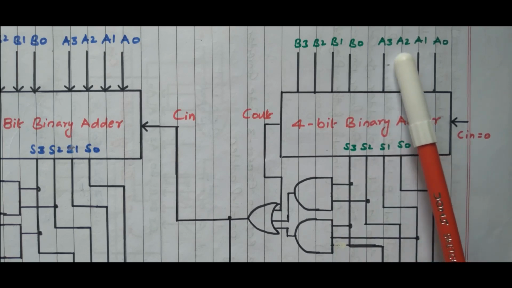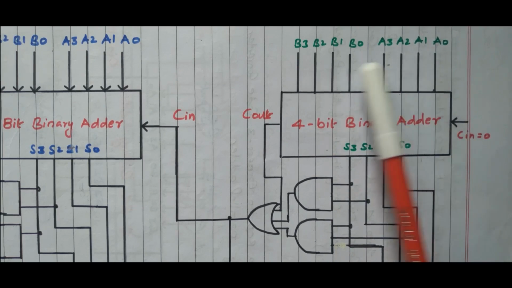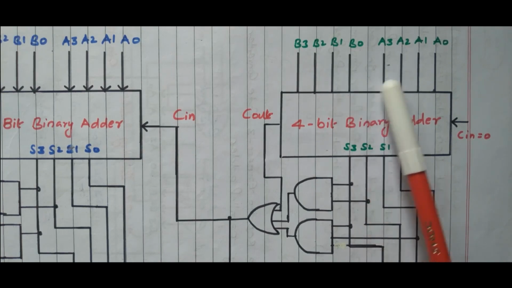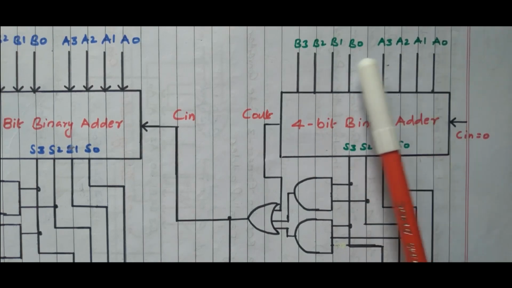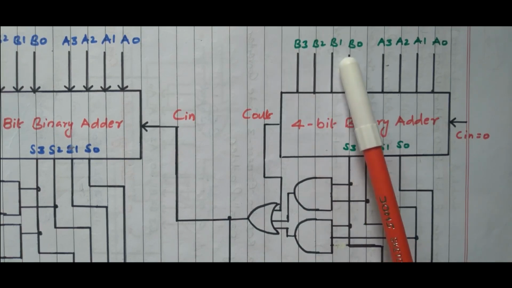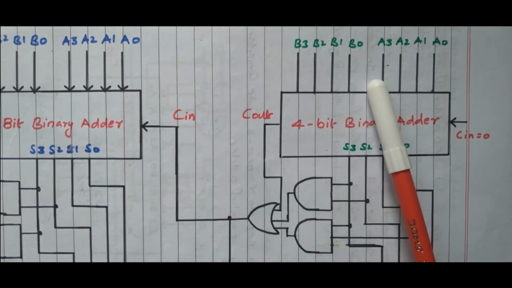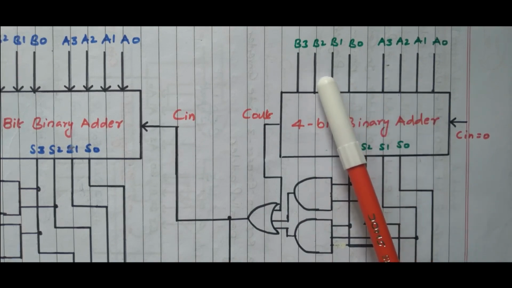So this is the first number. A3, A2, A1, A0 is the first BCD number. B3, B2, B1, B0 is the second BCD number. These are the first 4 digits of the first number and the first 4 digits of the second number. The second 4 digits are available in the second BCD adder, right? This is the first 4 digits of the first BCD number as well as the second BCD number.